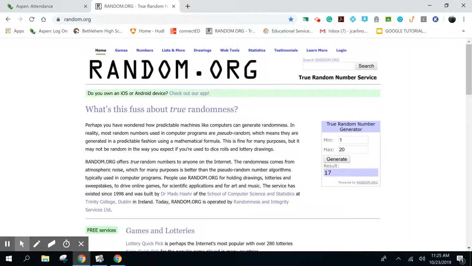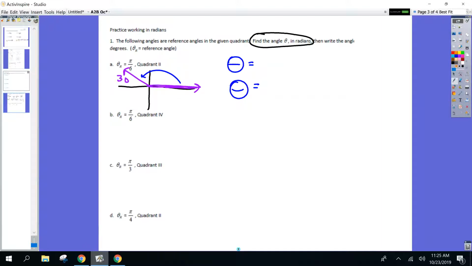Here you go. Nope. Come on there, superstar. You want to battle with the big boys? Here we go. What was my original angle in quadrant 2?